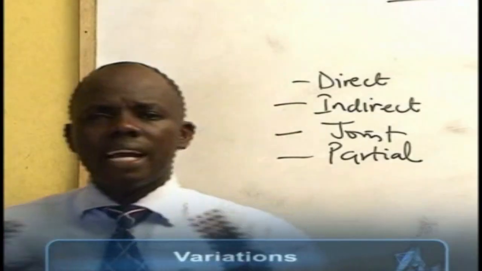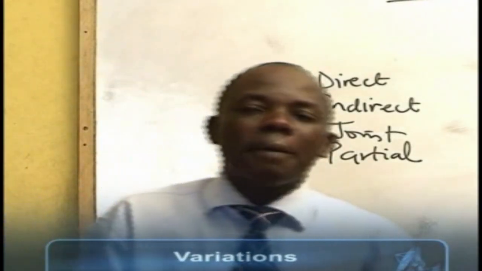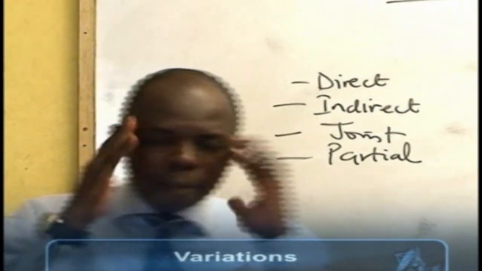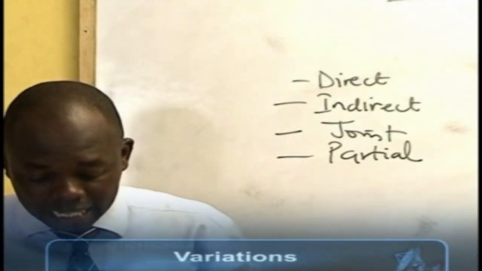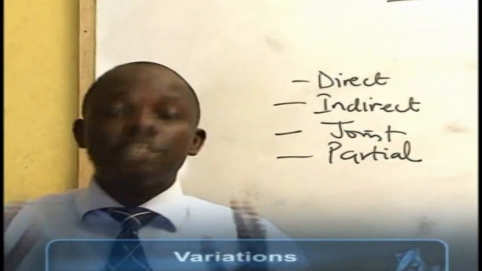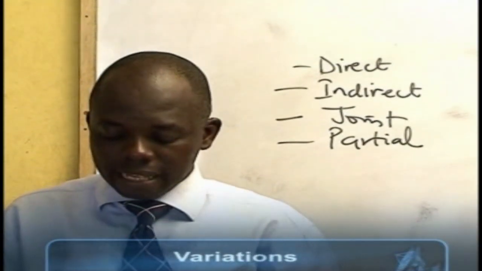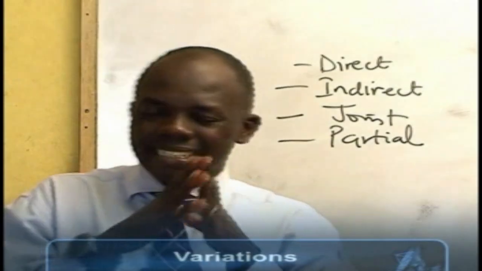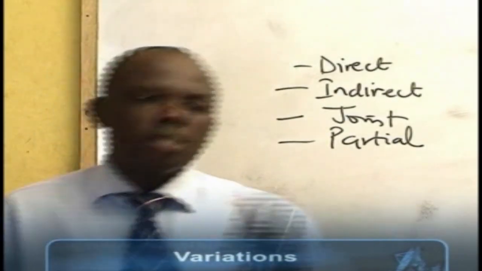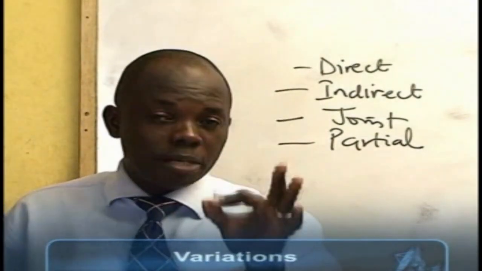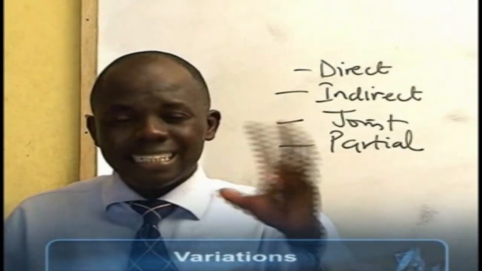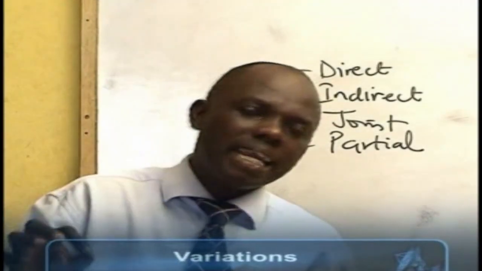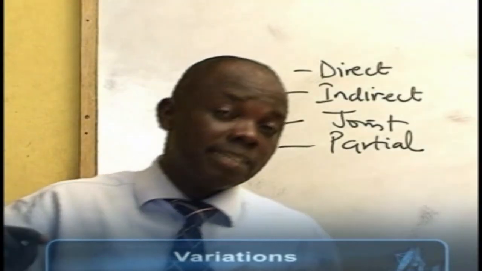And it's good for you to understand the grammatical aspect of it. Sometimes it will help you when you are dealing with the numbers. Variation, like I said, deals with relationship. If it is a direct relationship, a little change in one of the variables that are experiencing direct variation triggers a commensurate change in the other variable.